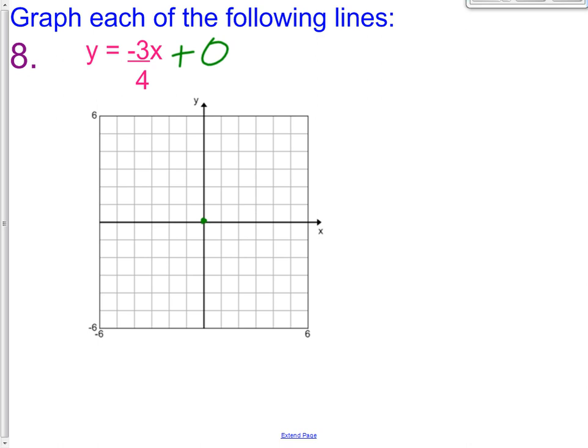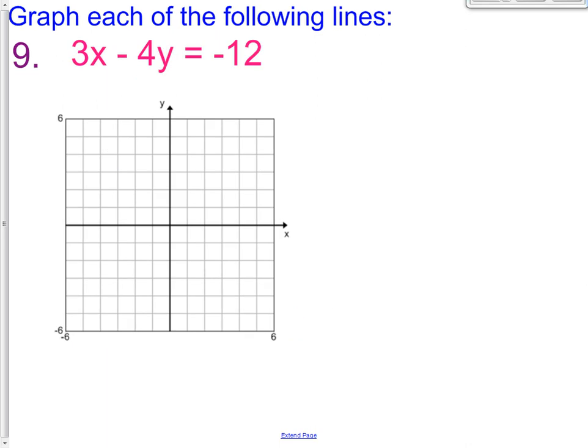From there, it's a rise of a negative 3 and over 1, 2, 3. Let's see. Down 1, 2, 3, over 1, 2, 3, 4. Right there, which is the same thing as going left 4, up 3: left 1, 2, 3, 4, up 1, 2, 3. That point right there. Let's take out our straight edge. And there we have our line. Okay, hopefully you got something like that.